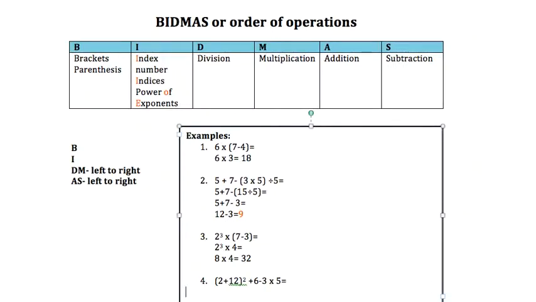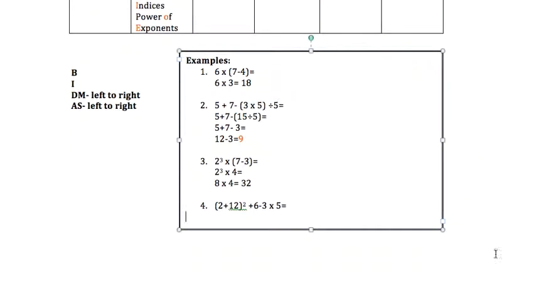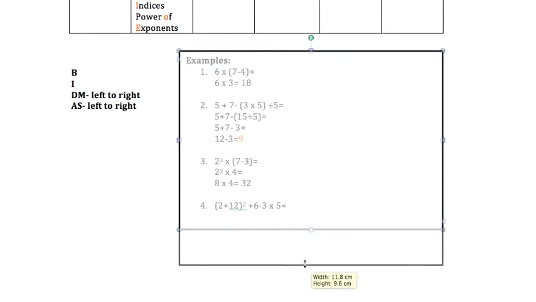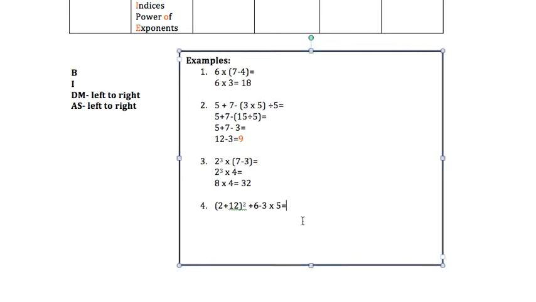Okay, so now we've got this part of our equation. Now this one is actually going to be a really long one, but I thought it would be really important to show you all of the different steps in the way that it's important to set it out. Okay, so first we've got our bracketed section. So we've got to do our brackets first. So we've got 2 plus 12. 2 plus 12 is 14.